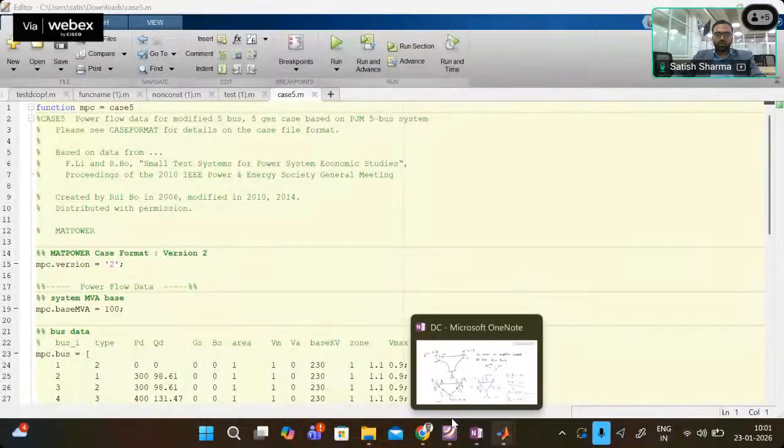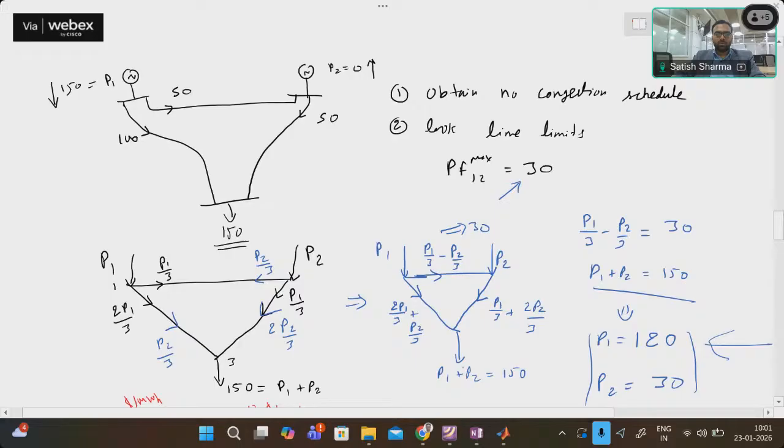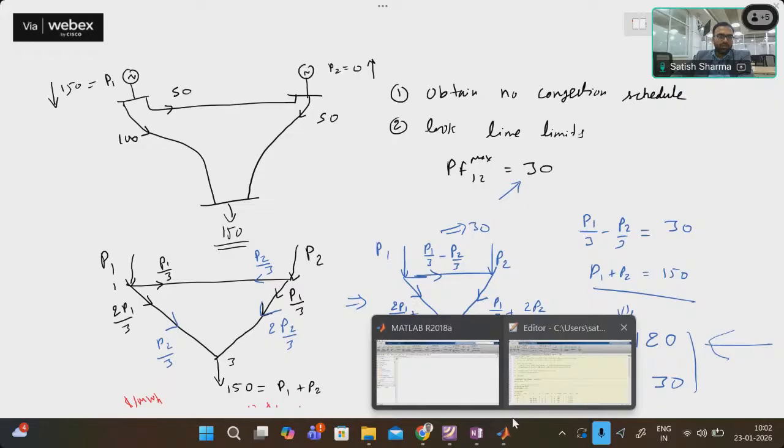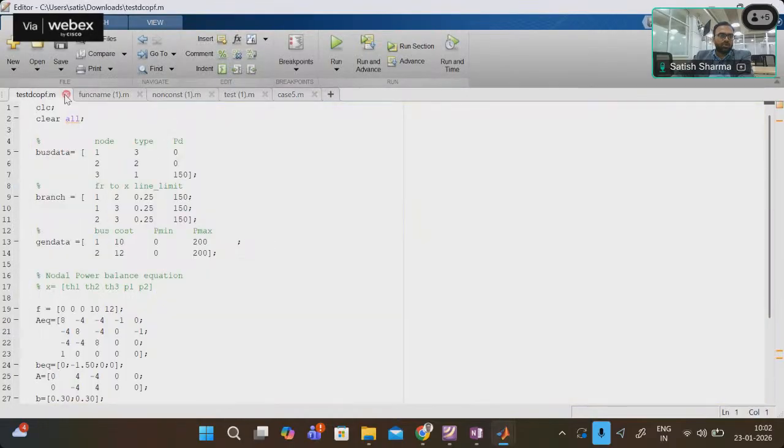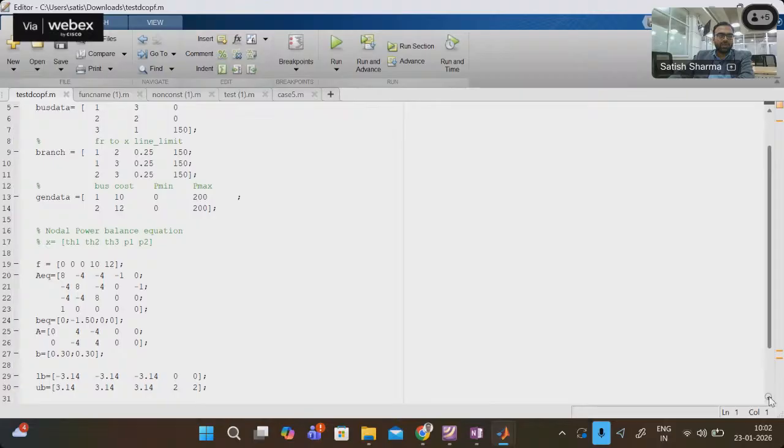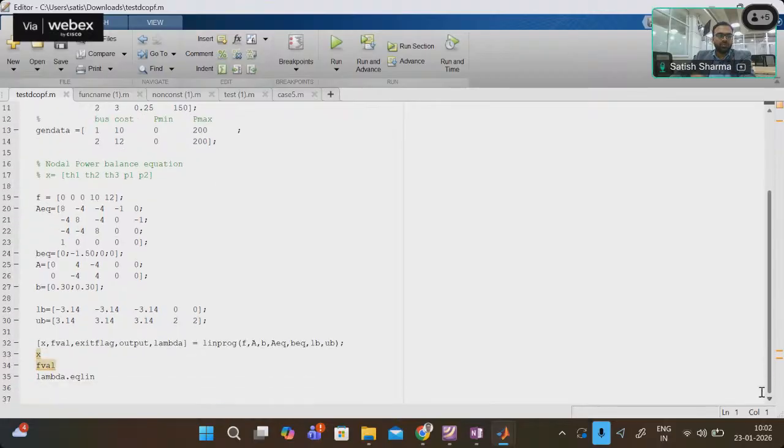Last time we talked about the DCOPF, and we modeled the DCOPF with the help of MATLAB, and we wrote a certain code as well. You can see here, this was the code written earlier, for a five-bus system, showing how we can solve the DCOPF and get the values of LMPs.